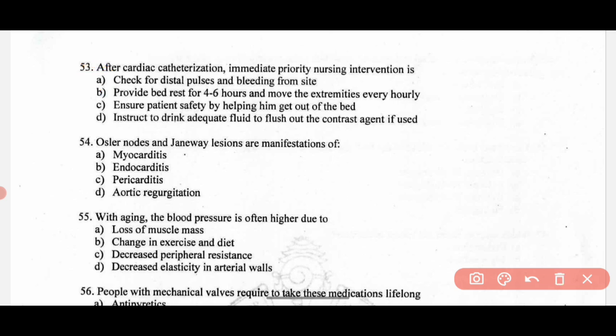And the next question is question number 54. Osler nodes and Janeway lesions are manifestations of... Very important, frequently asked question. Osler nodes and Janeway lesions, these are the two keywords, and it is a direct question, and here the answer is option B, that is endocarditis. So what is Osler node and what is Janeway lesion?